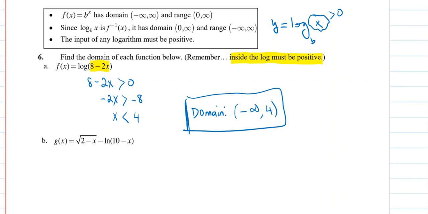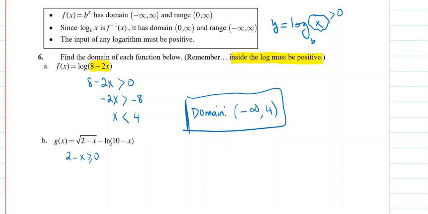For the next problem, there's two things we have to consider, because remember when you have two functions, and in this case we're subtracting these two functions, the radical and the logarithmic function, then we have to find the domain of each and then find the intersection. For a square root function, I know that the inside has to be greater than or equal to 0.